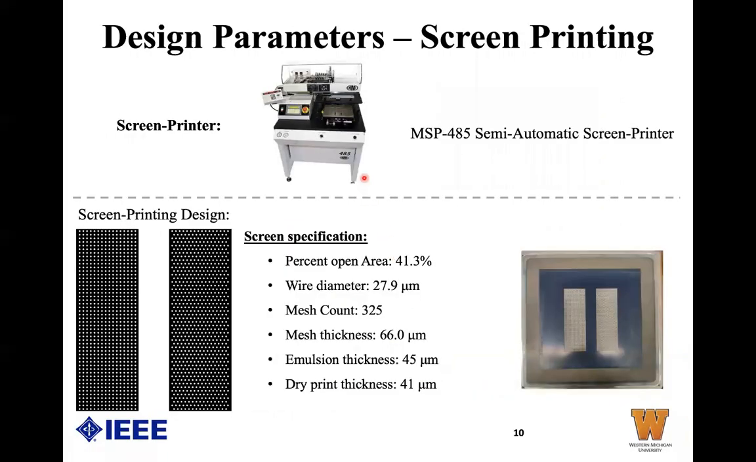This slide shows us the design parameters of the screen printing that we have used. The screen printer is an MSP485 semi-automatic screen printer. The image on the bottom left shows the screen printing design, and the image on the right shows the screen that we used for printing, which has specifications of 41.3% open area and 27.9 micrometers wire diameter. The mesh count of the screen is 325, with a mesh thickness of 66 micrometers. The emulsion thickness of the screen is 45 micrometers, and the theoretical dry print thickness is expected to be around 41 micrometers.